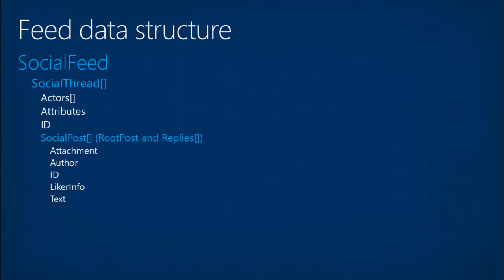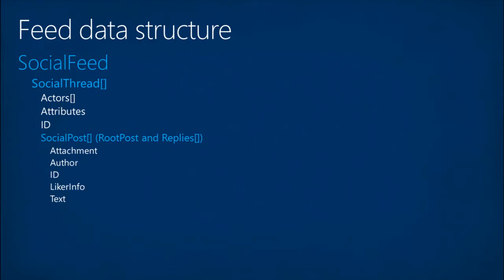So every social feed, it's very simple. It's a collection of social threads. Within social threads, we have actors. And again, actors are people, sites, documents, and tags that are referenced in that post. We put them in a single location, so we're not duplicating data. For example, if a user made two replies to that post, their user profile data is only stored in that actors list. So it saves space.